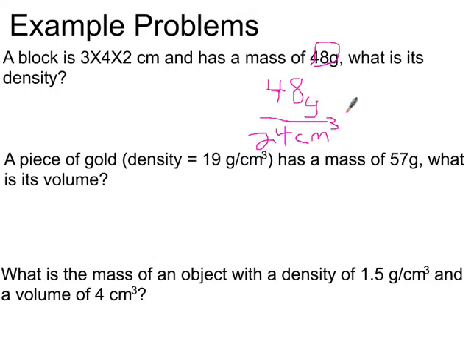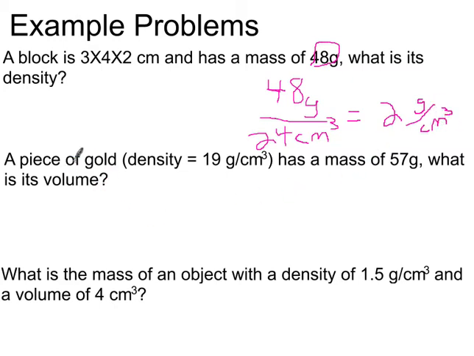So what does that equal? Well, I've got to do my numbers and my units separately. 48 divided by 24 is 2. And grams divided by centimeters cubed, well, nothing in that unit cancels out. So that's still grams per centimeter cubed. Boy, and you thought my handwriting was bad when I was just writing normal.